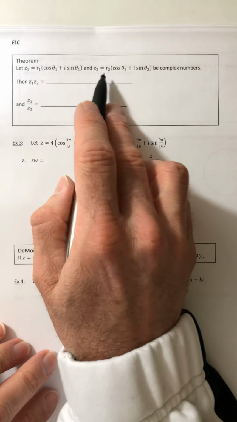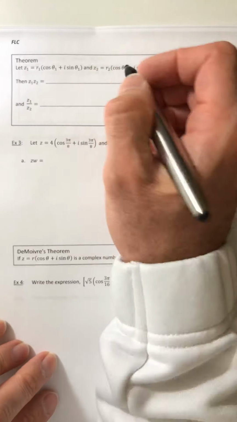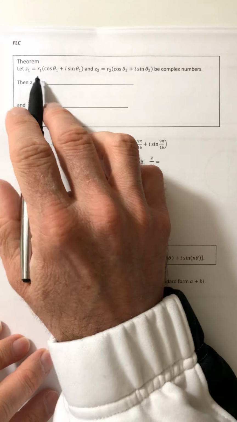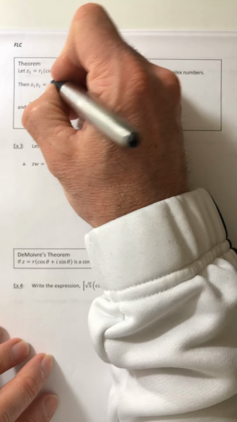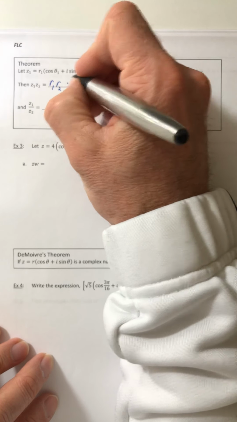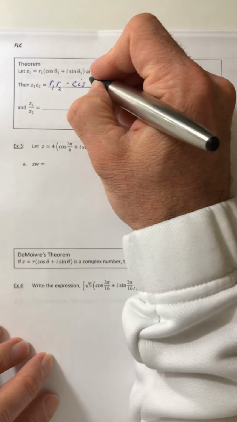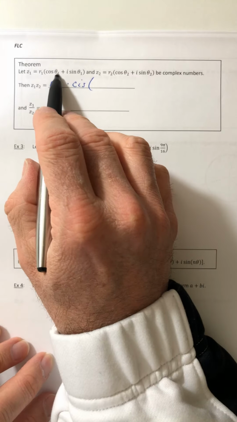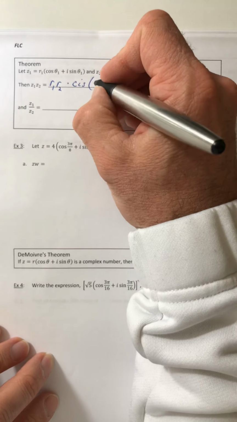So if we have these two complex numbers and we multiply them together, it's actually a really simple process. What you do is you take your r's and multiply them together, and then multiply it by CIS. And then take your thetas, theta 1 and theta 2, and don't multiply them, you're going to add them.